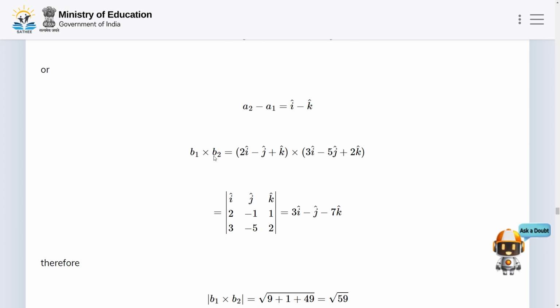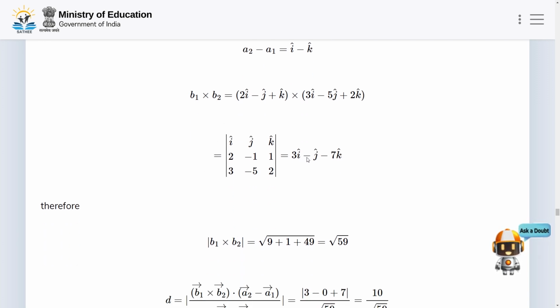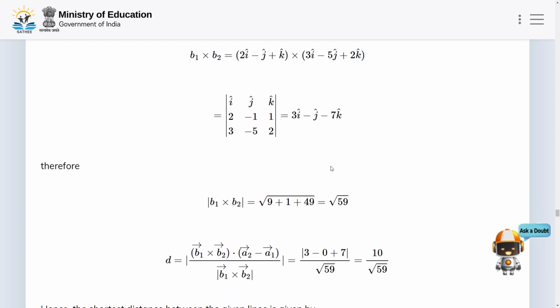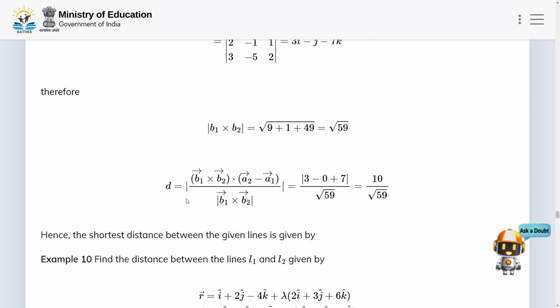This means b1 cross product b2 is the cross product between these two vectors. Evaluating this determinant, b1 cross b2 will be 3i hat minus j hat minus 7k hat. Now the magnitude of b1 cross b2 will be root 59. D will be b1 cross b2 dot product with a2 minus a1 divided by the magnitude of b1 cross b2, which is 10 by root 59. Clear? So this will be your shortest distance between the given lines.